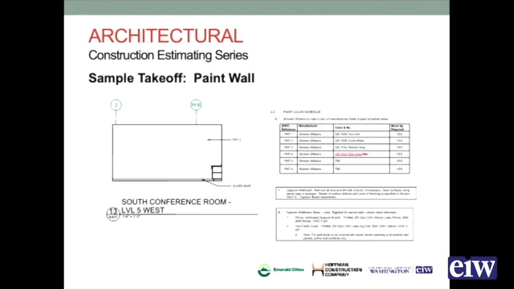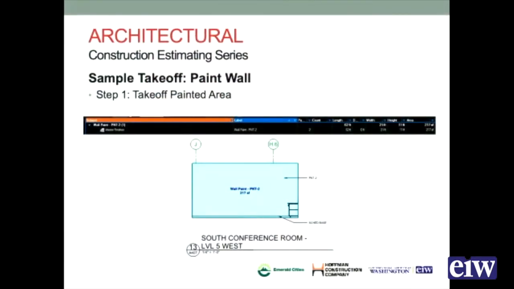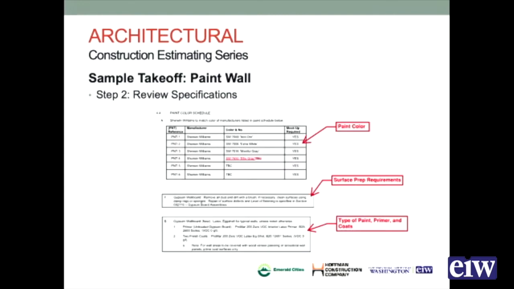So here's a wall that we're going to paint. It's Paint 2. Here's the wall elevation so that we can take off the areas. Then there are excerpts from the specifications for the paint color schedule, the prep work here, and what the paint schedule says. So the first thing we need to do is take off the painted area. Using Bluebeam, we take off the area as 217 square feet. And then we take that area to make sure that we start reviewing what the specifications are.